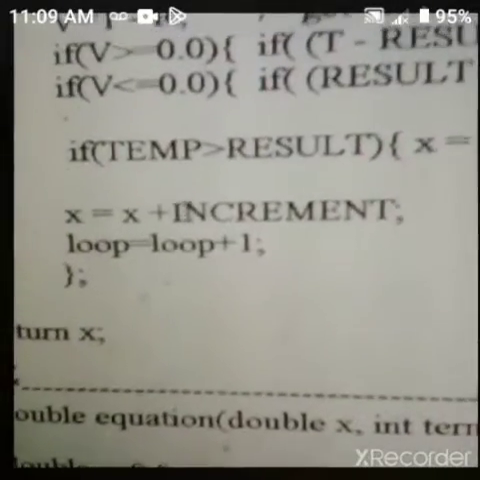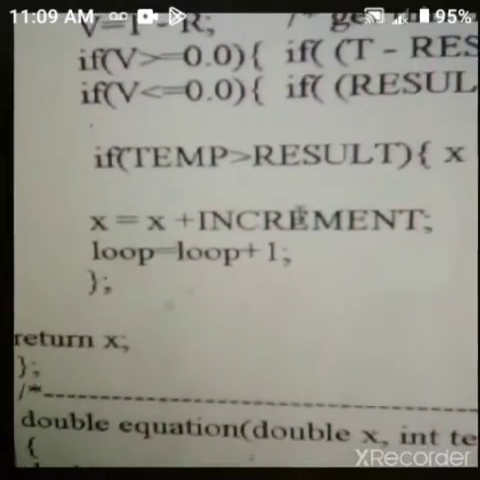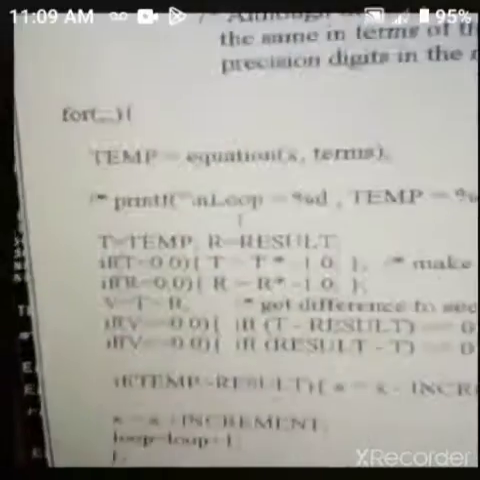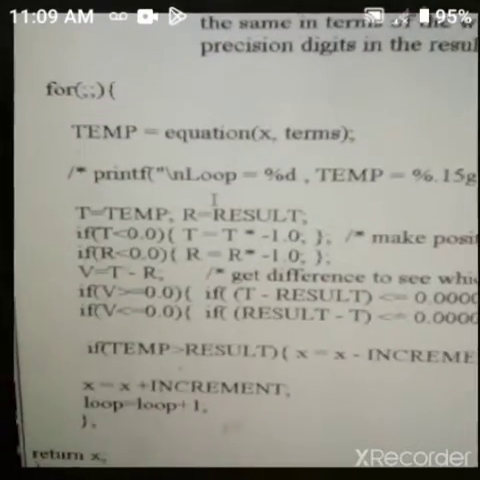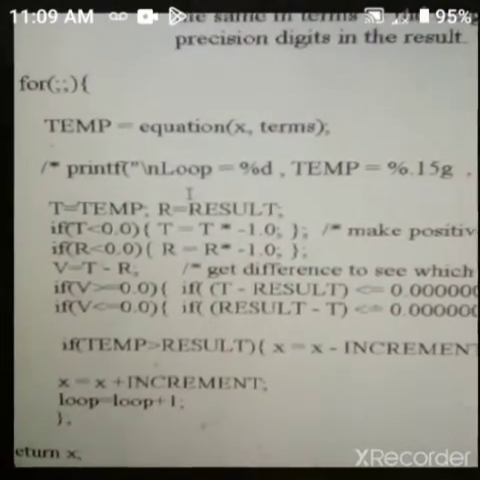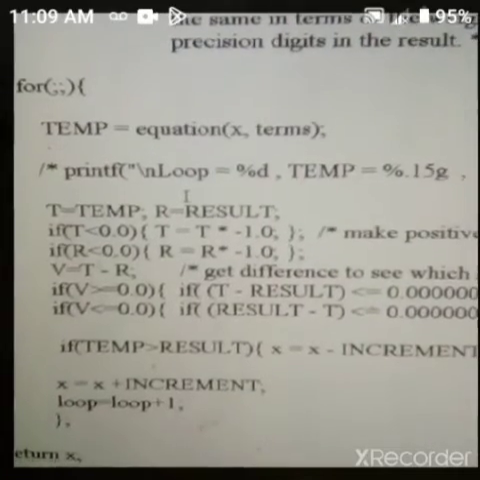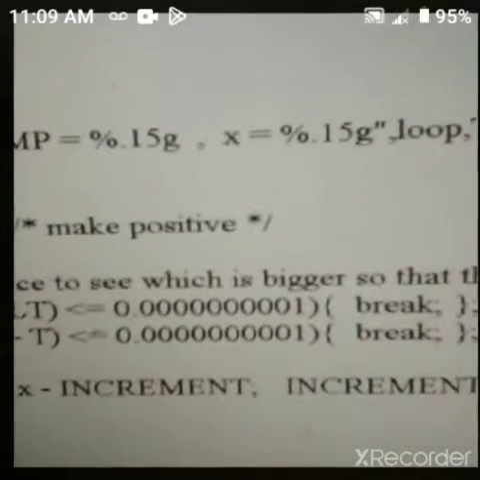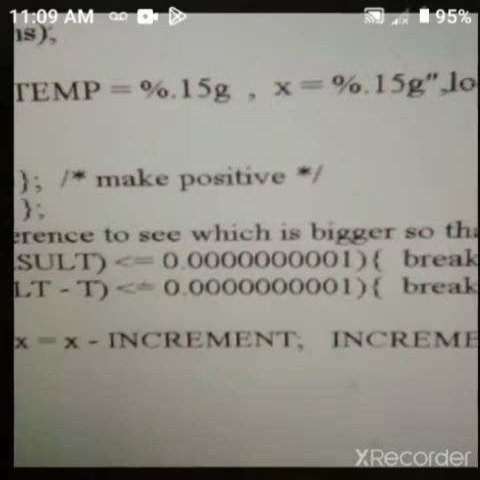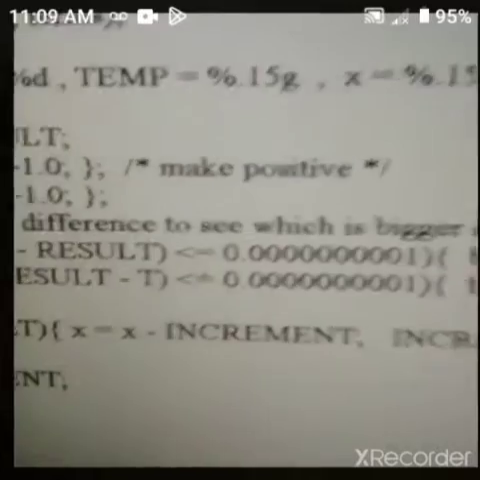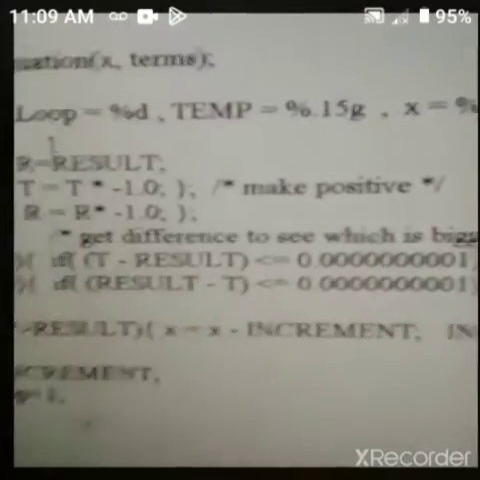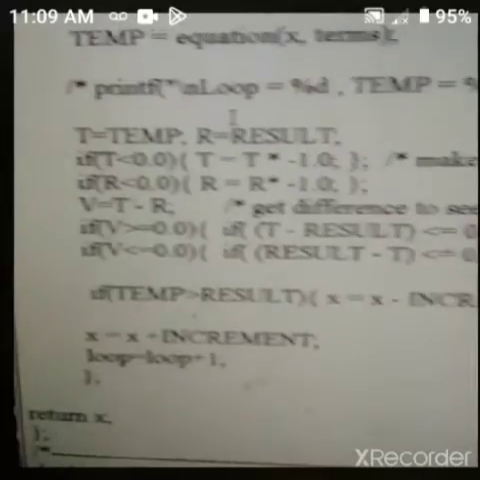Otherwise, x is x plus the increment, and then just a loop counter there. So it's a much simpler algorithm now. Try to put it here, right here. That's the whole algorithm. Besides the error checking or making positive values, it's only about 3 or 4 lines of code. Of course, the loop breaks when it's a very low value here, about a billion, I guess. So, okay, thank you.